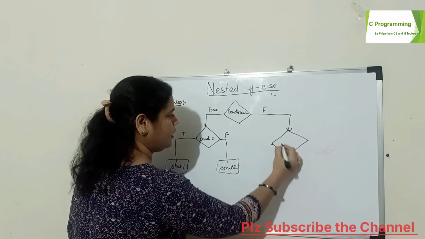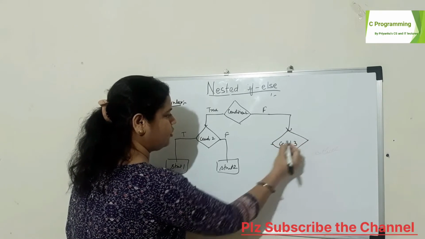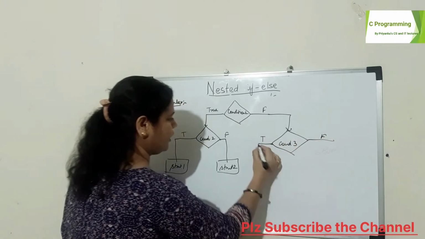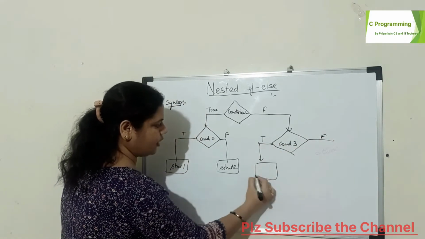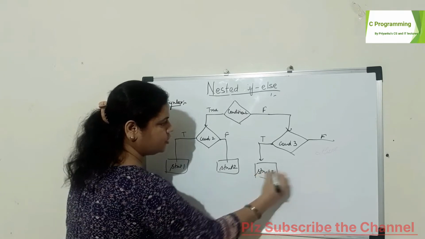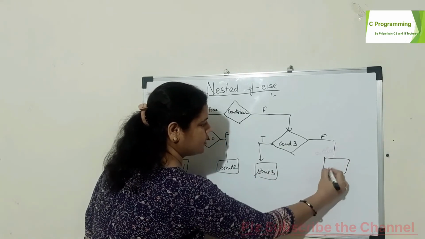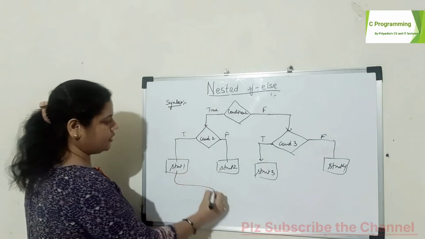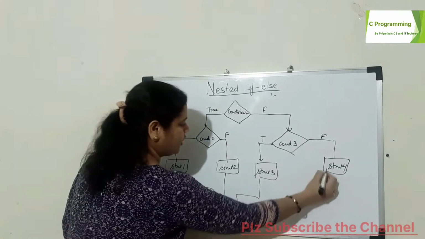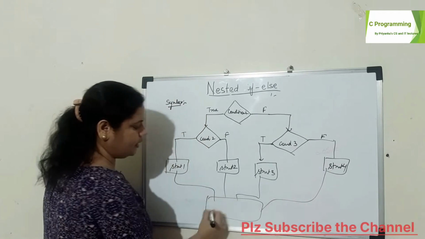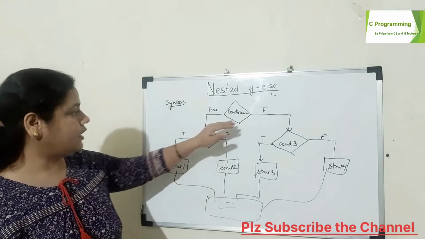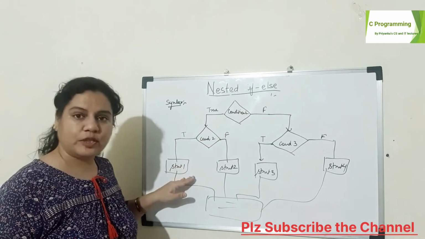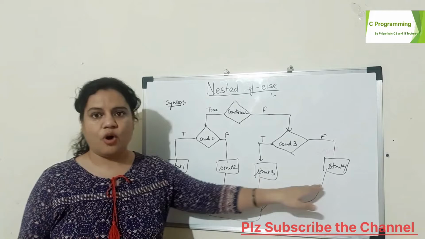Here, if it is false, then I want to check it again: condition 3. It can be again true or false. If it is true, then I want to execute statement 3. And if it is false, then I want to execute statement 4. After that, whatever it may be, the rest of the program, it will go only in a single statement, either statement 1 or 2 or 3 or 4.